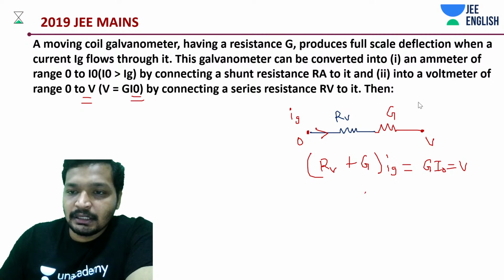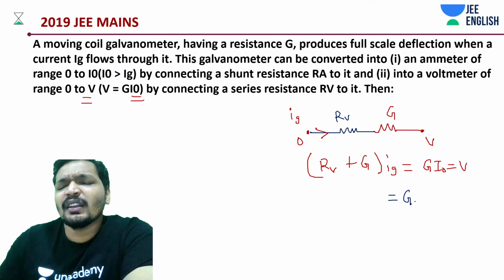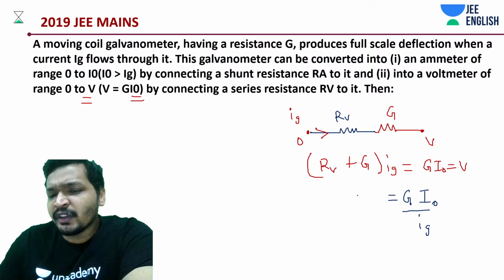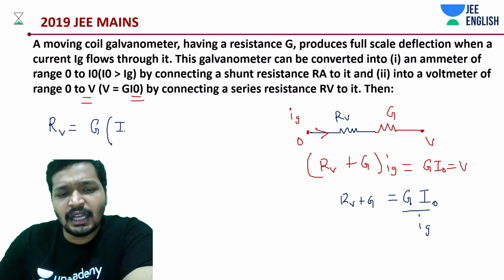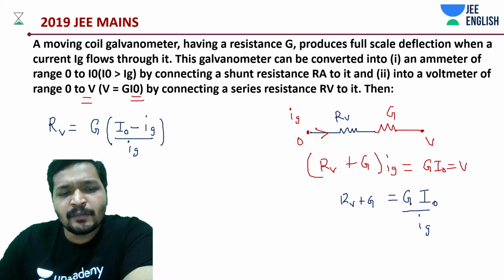So let's just simplify this term. If we are going to simplify this term, it's basically IG into I divided by I naught. Sorry, I naught divided by IG. Okay, it's how much? RV plus G. That means RV is how much? RV is G. If I take out G as common in that case, it's basically I naught minus IG divided by IG. This is the value of RV that we have. Let's mark it as 2. Let's mark this one as 1.